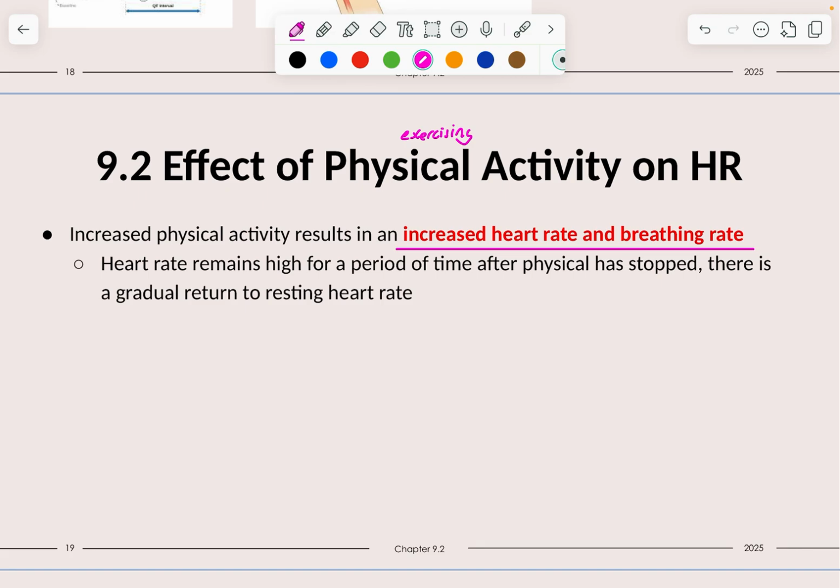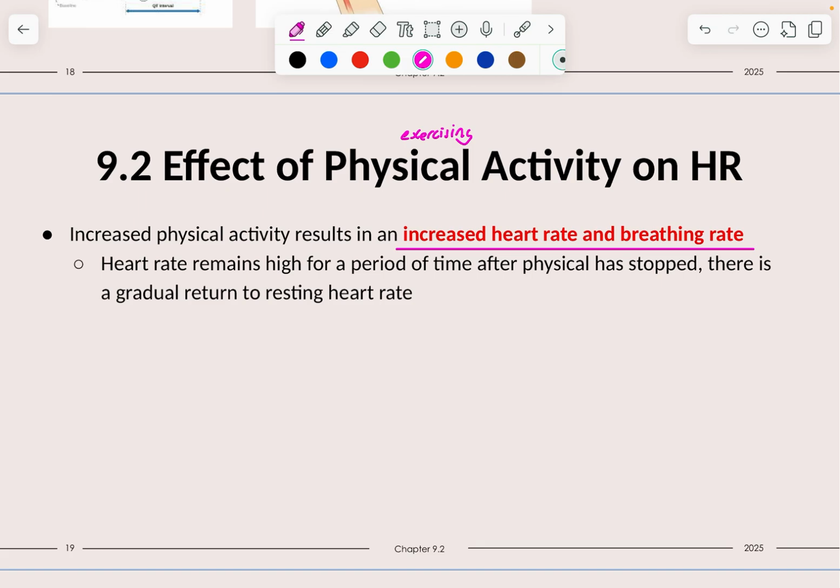You breathe more. You inhale and exhale more quickly than usual. The heart rate remains high for a period of time, and after physical activity has stopped, there's a gradual return to your resting heart rate. Now, when you're sitting down, you don't feel your heart beating that fast, okay? Because you're not doing anything to exert or give a stimulus to the heart. When you exercise, when you start moving quickly, then you can see your heart pumping quickly.